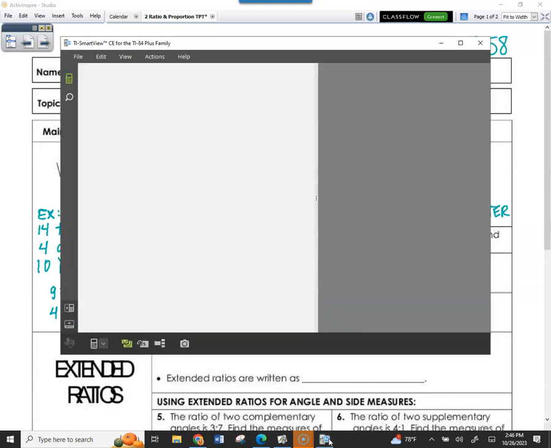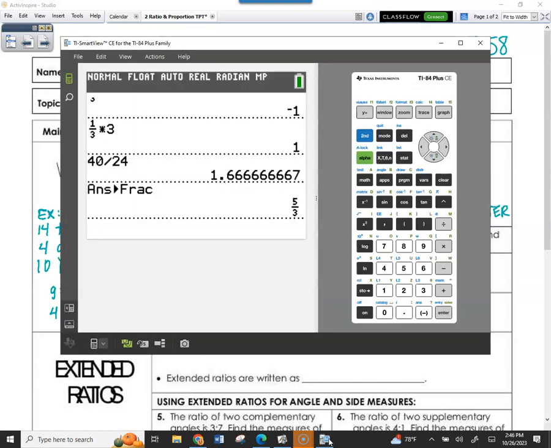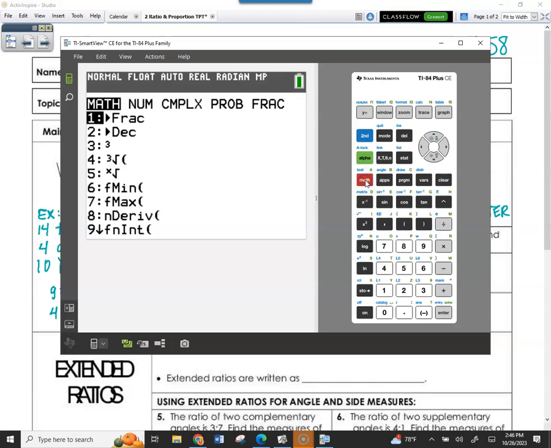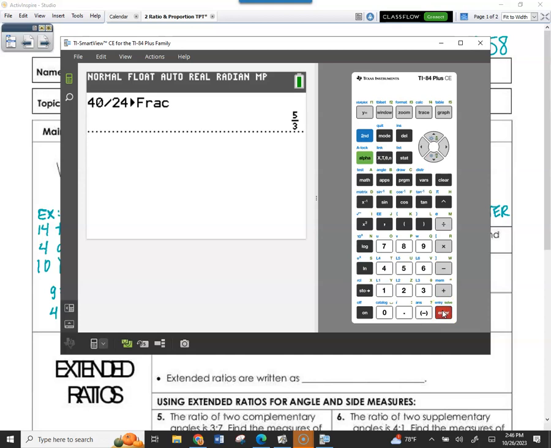Division, 40 divided by 24. So watch, 40 divided by 24, math, convert to fraction, enter. So the ratio would be, in simplest form, 5 to 3.